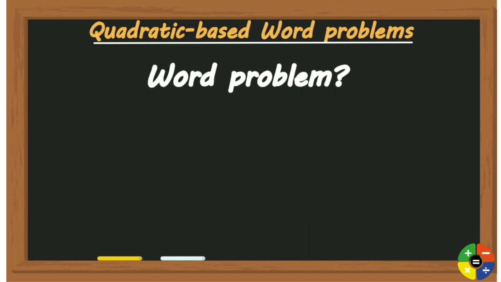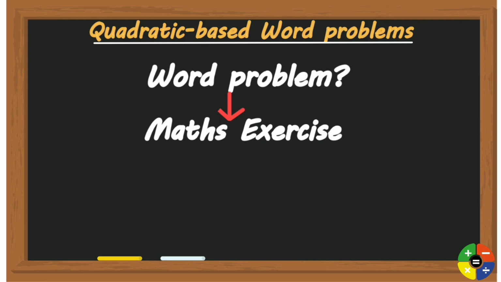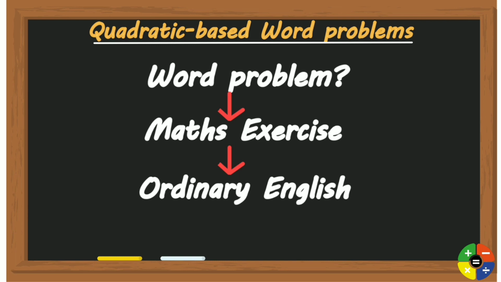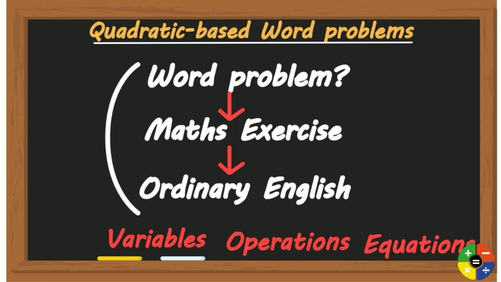What is a word problem? In life, we are often faced with lots of problems, most of which are word problems, which require us to use our basic skills and knowledge in maths to solve them. A word problem is simply a mathematical exercise where sufficient information about the problem is presented in plain language rather than mathematical notation. In order to solve this type of problem using algebra, we need to translate the word problem into mathematical variables, operations, and equations.